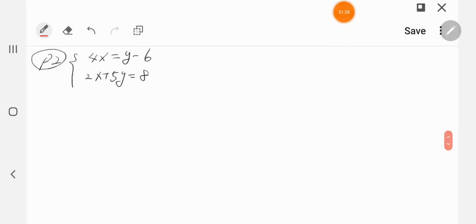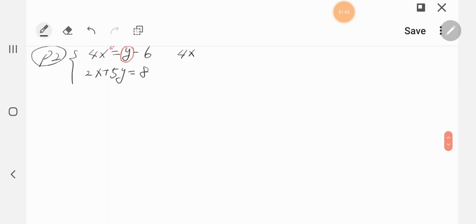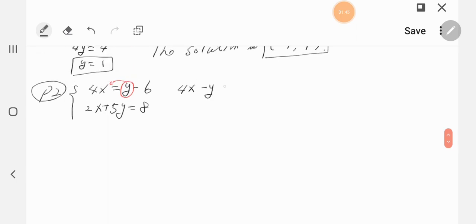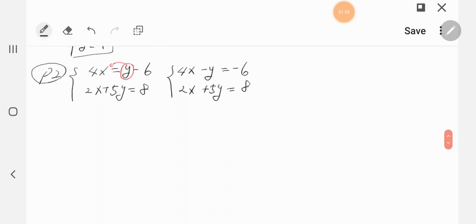Okay, the problem number 2, the first equation, the y term is on the right side, so why don't we move y to the left? Then it will be 4x, and then y, okay, y is positive, so move to the left, and that becomes minus y is equal to negative 6. The second equation is unchanged, 8. All right, so from here, what do we do?